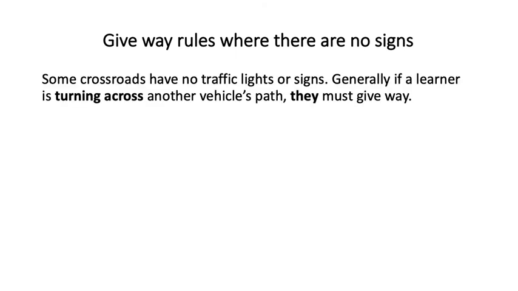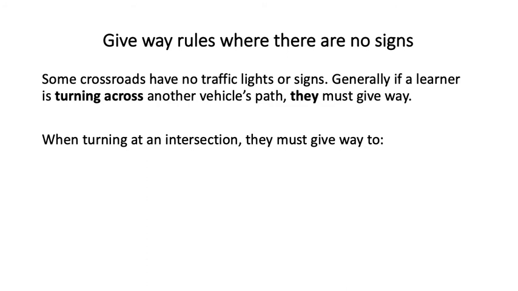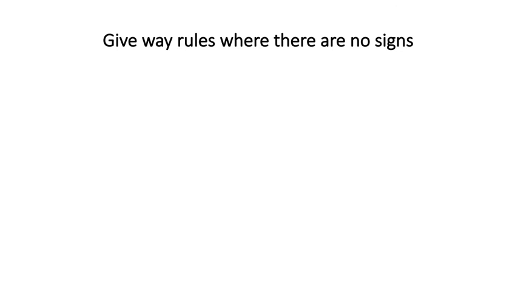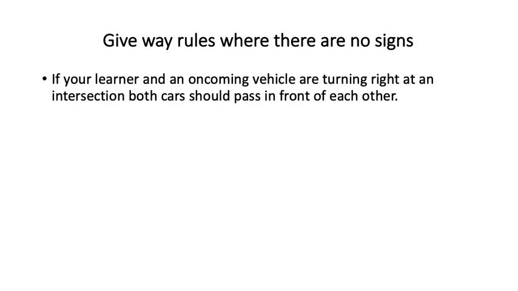Now with the Level 2 exercises, we've got the issue of give way. So give way rules where there are no signs, generally in residential areas. Some crossroads have no traffic lights or signs. Generally, if a learner is turning across another vehicle's path, they must give way. When turning at an intersection, they must give way to oncoming vehicles going straight ahead, oncoming vehicles turning left, any vehicle on your right. Give way rules where there are no signs continued.